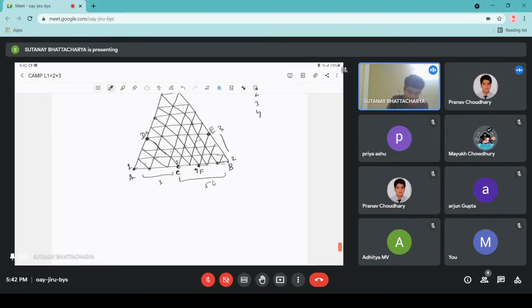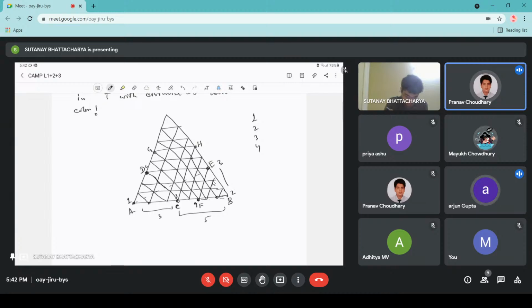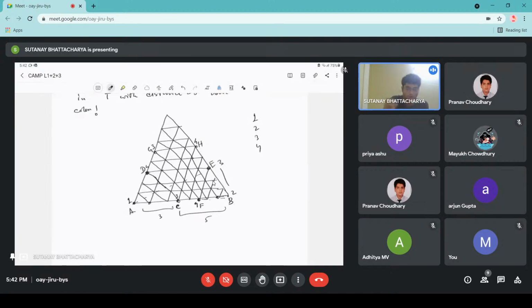The next points to consider are G and H. What do you think the colors of G and H should be? It is not 1. H must be 4. And G must be 3. I'm not going to go through the details again. It's basically more or less the same logic over and over again. So, that is pretty good.